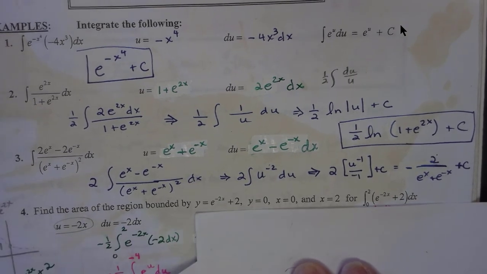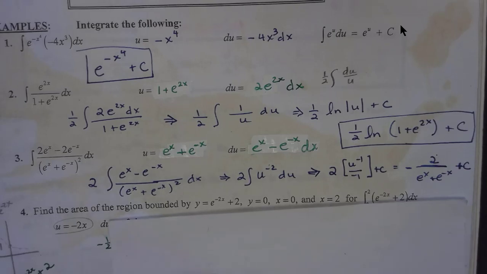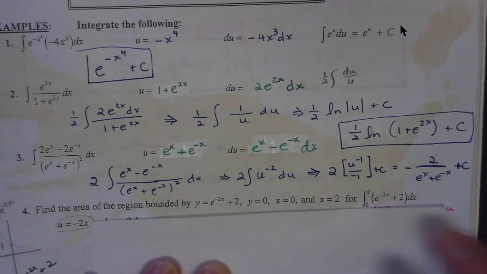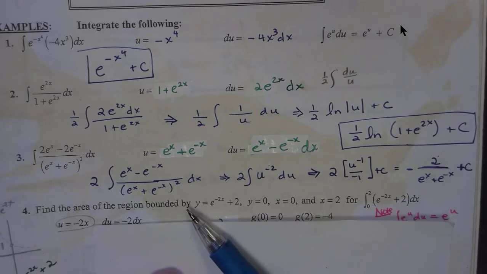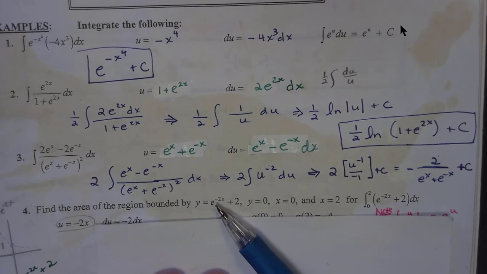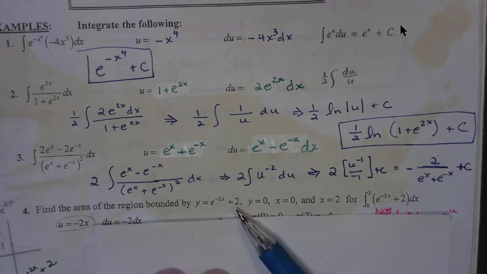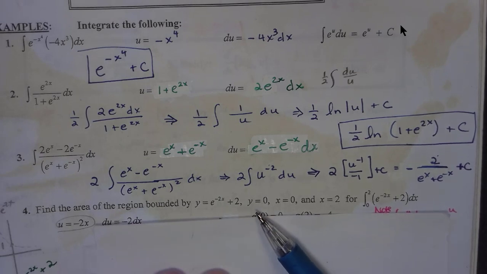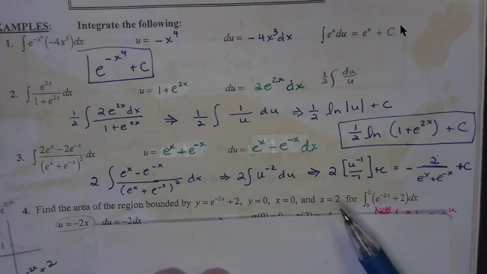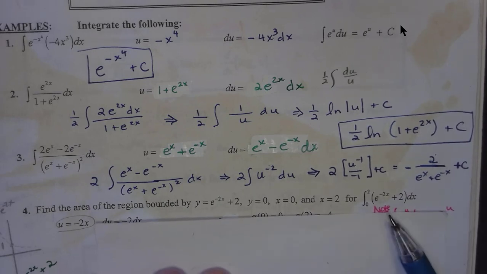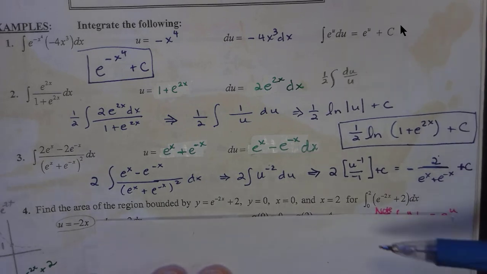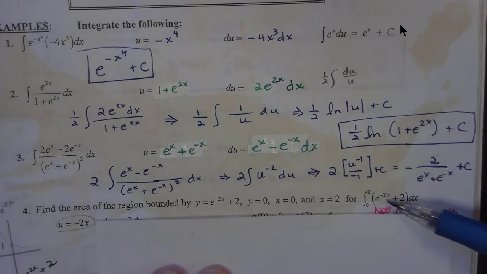And our last example. Find the area of the region bounded by y equals e to the negative 2x plus 2, so we need to know what that looks like. Y equals 0 means the x-axis, x equals 0 means the y-axis, and the line x equals 2. So we can do this integral from 0 to 2, e to the negative 2x plus 2 dx.